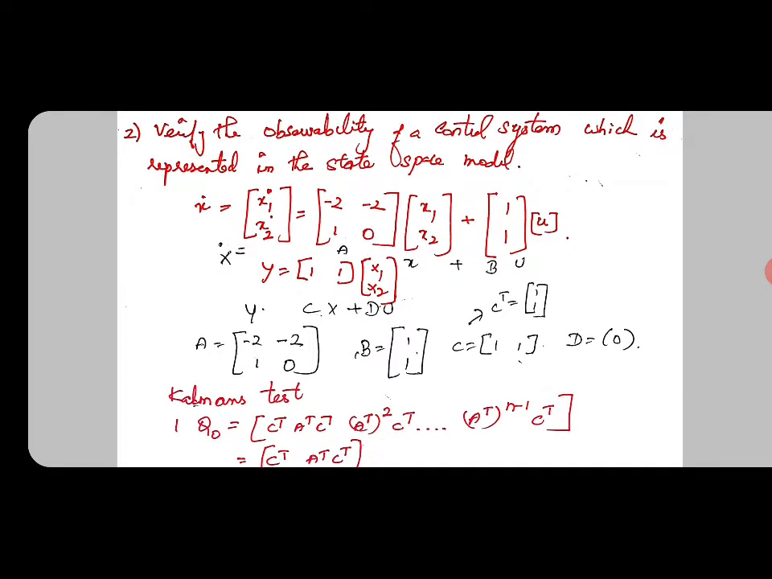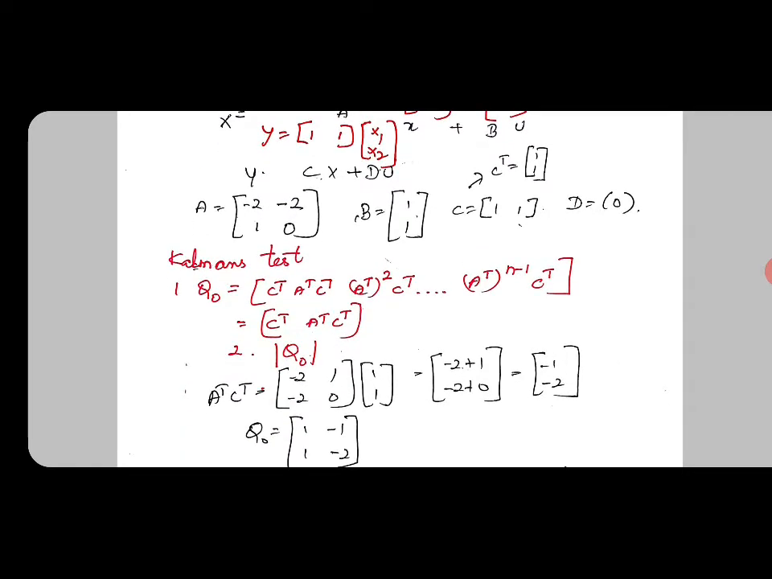See the first problem: verify the observability of a control system which is represented in the state space model x dot of t equal to x1 x2 bar, which is equal to [-2 1 0] into x1 x2 plus [1 1] u of t, and y is equal to [1 1] x1 x2. We know that x dot of t equals Ax plus Bu and y equals Cx plus Du. From this we need to determine A, B, C, D.